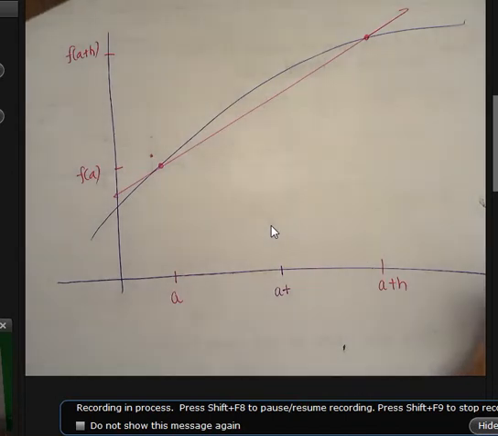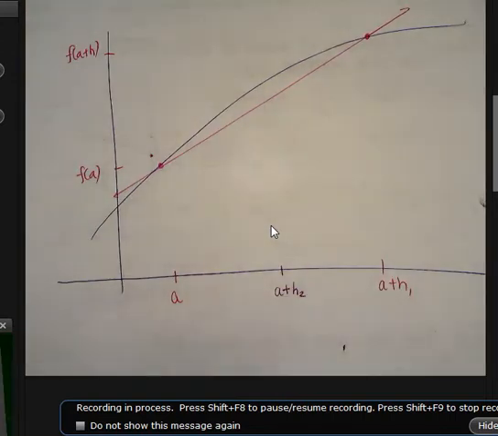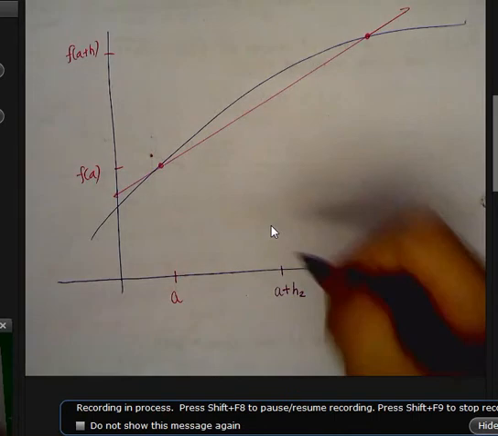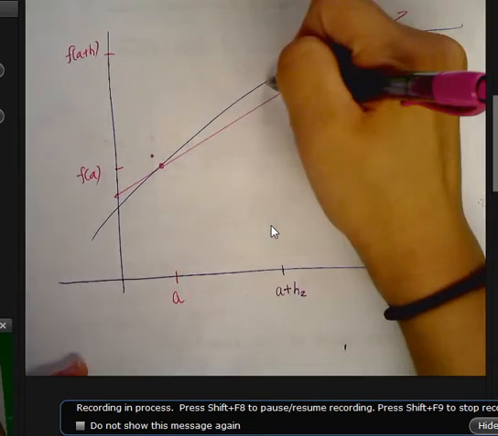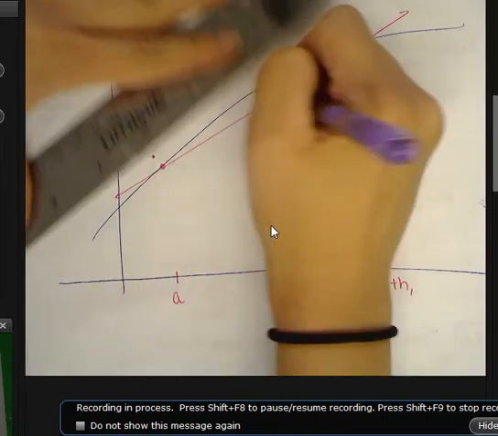Why don't we just call it h2? Okay. So that was our first h, but now our h is gonna get smaller. We're gonna move a little closer. Yeah. So over here. We're gonna cut that interval in half.